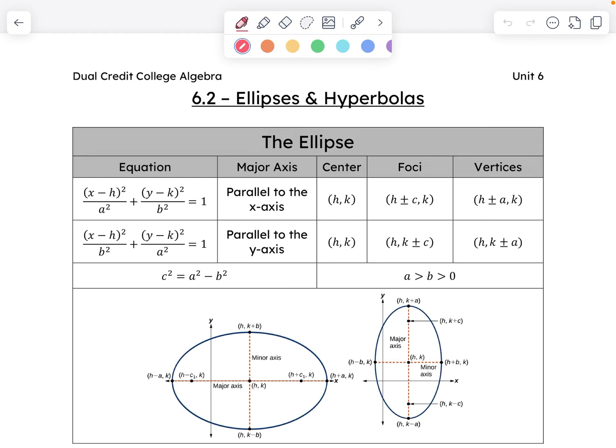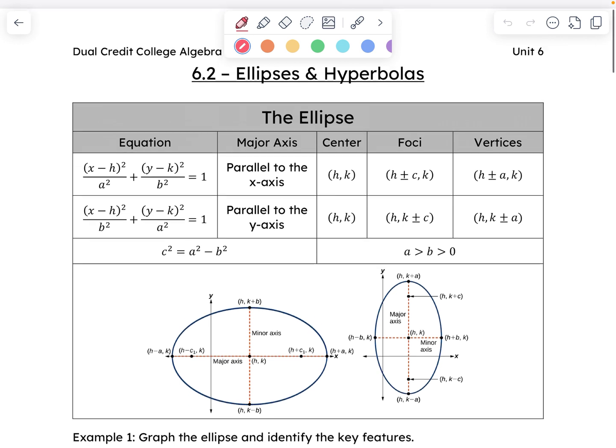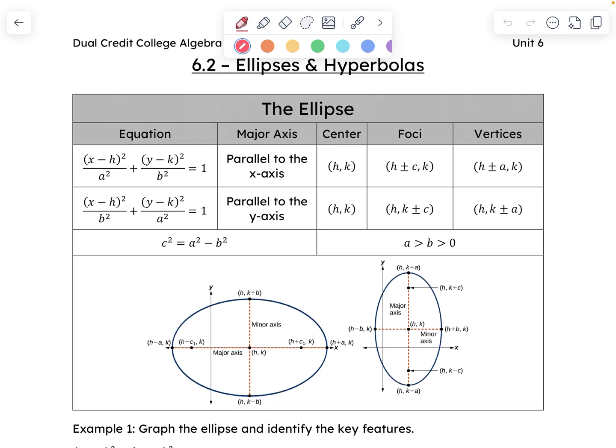Hey guys, today we're going to talk about ellipses and hyperbolas. So we're going to start with the ellipse. I've got some information here for you in this table. You have the basic equations for what an ellipse looks like, and kind of pictures of what they look like.